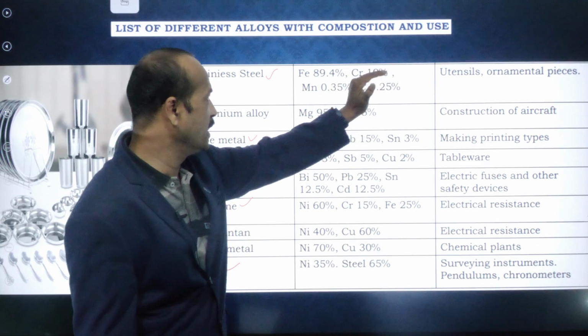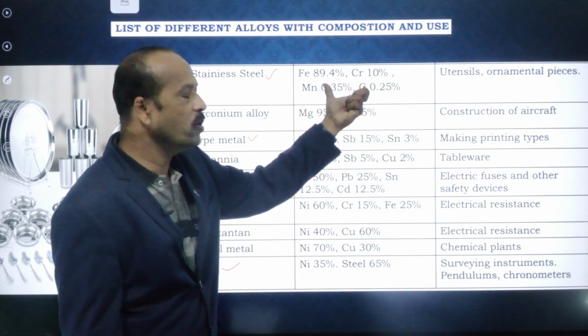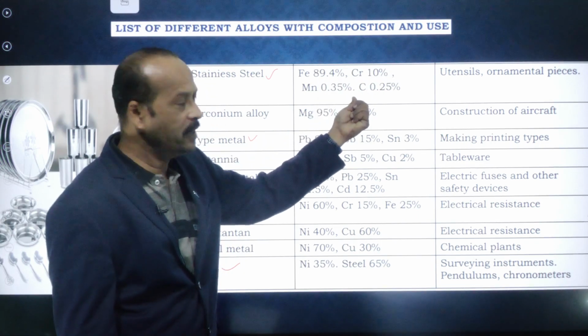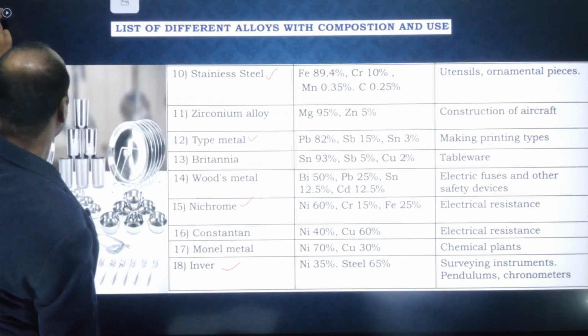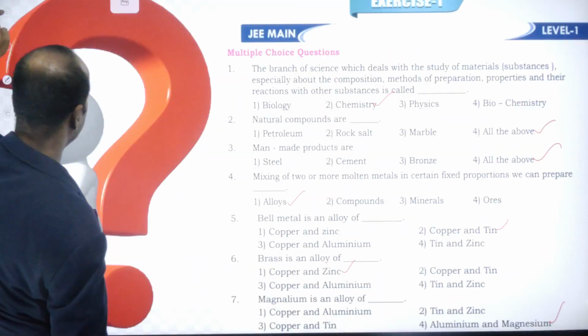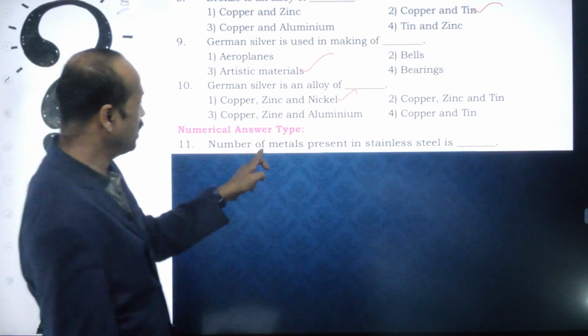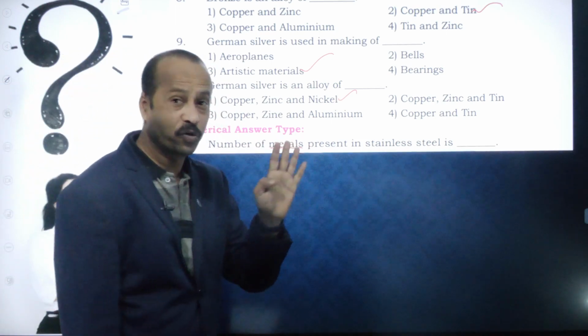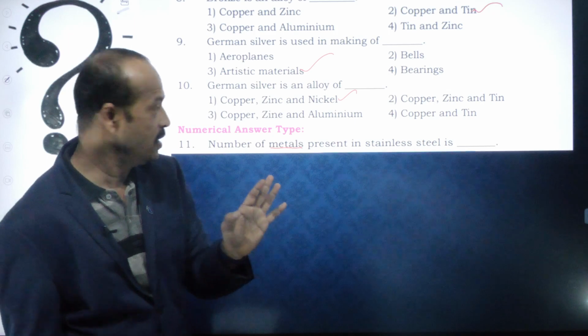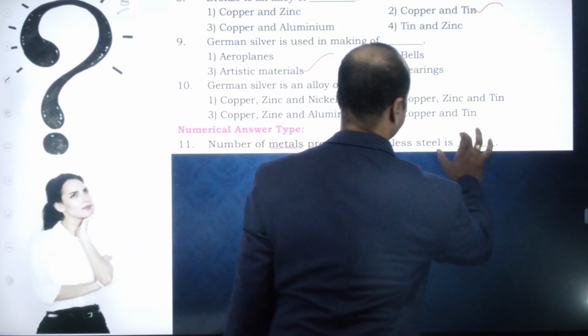So, we don't consider it here. Actually, 1, 2, 3, 4. 4 elements are combining here to form the stainless steel. But our question is the number of metals only. They are asking only metals. There are 4, but of those 4, carbon is not a metal. So, your answer should be 3.